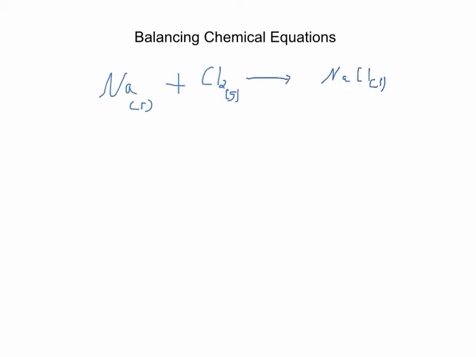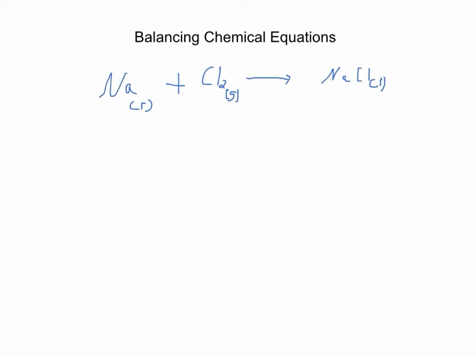If we look at this reaction, we have one sodium, we have two chlorines, and on the right side, the product side, we have only one sodium and only one chlorine. Well, what happened to that other chlorine atom? It can't just disappear. So we have to do something called balancing, and this is when we take the law of conservation of mass into account.